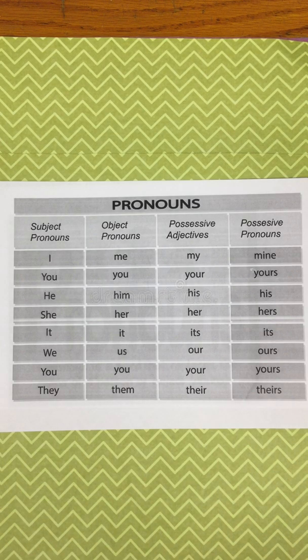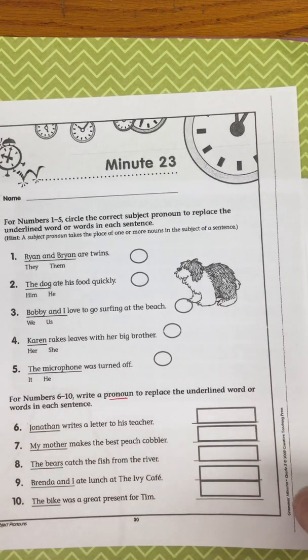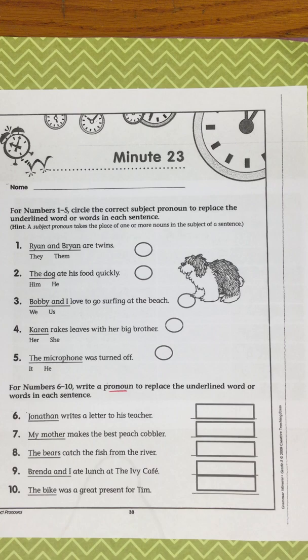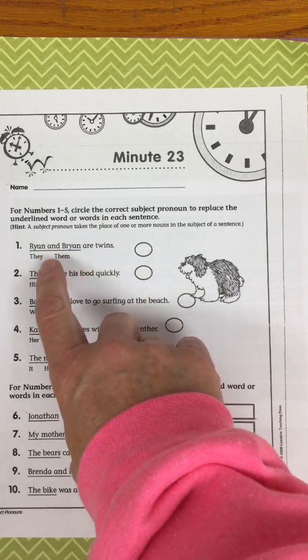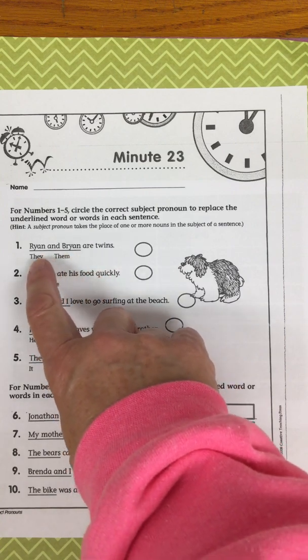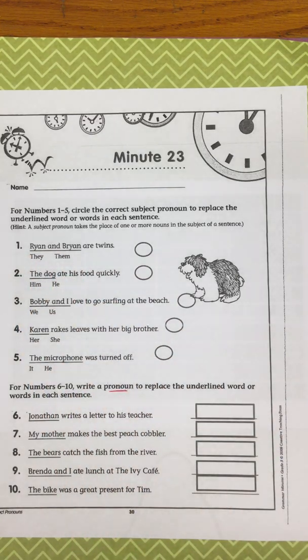So today, Wednesday, you're going to be seeing this sheet, and it asks you to look at the subject pronoun and replace it with the word. And it tells you a hint. The subject pronoun takes the place of one or more nouns in the subject of the sentence. So remember, we studied subject and predicate, and the subject was always at the beginning of the sentence. So in this first one, you're going to replace the boys' names. They're twins. Ryan and Brian are twins. They or them, and you're going to take your circle and move it over and put it over top whichever one you think it is.